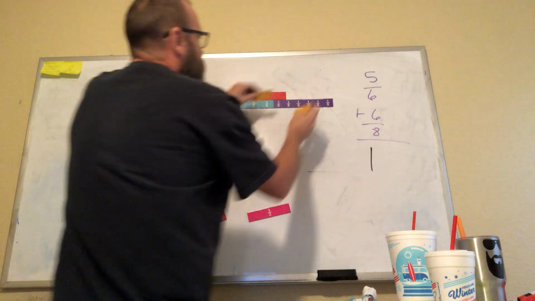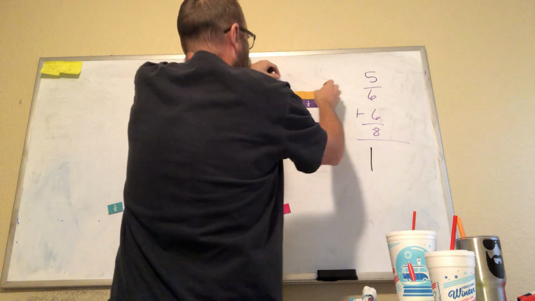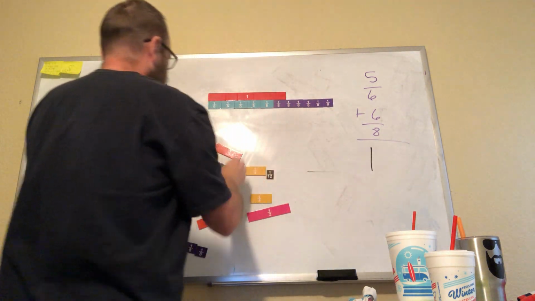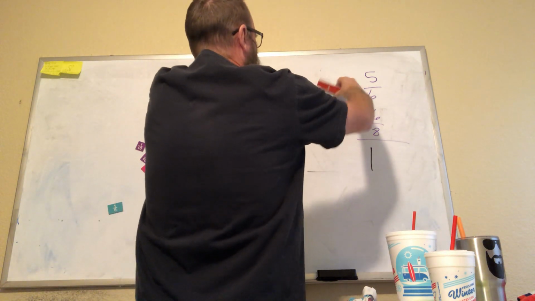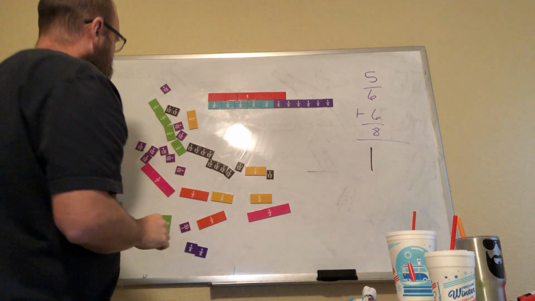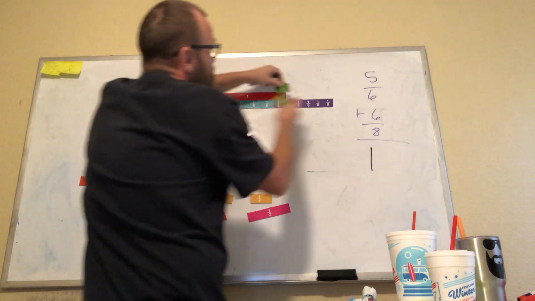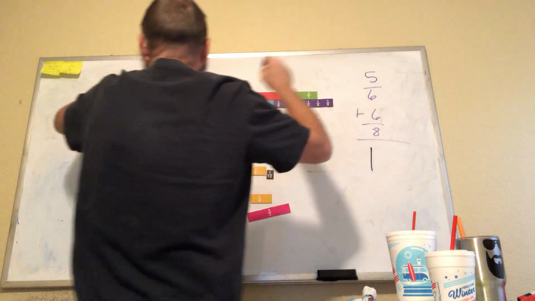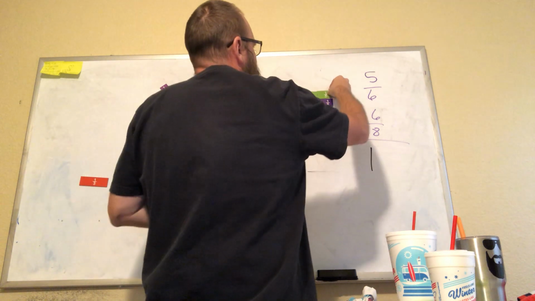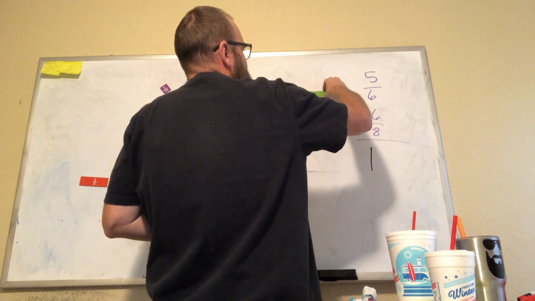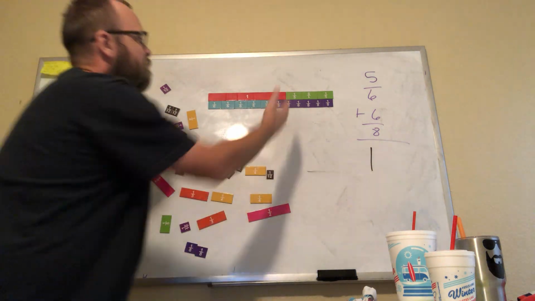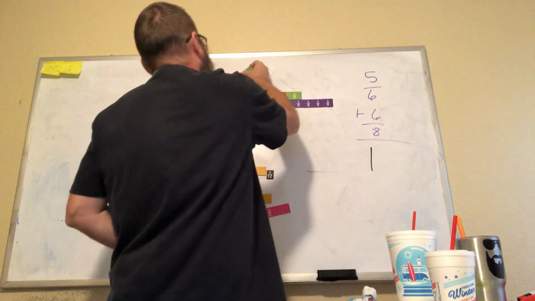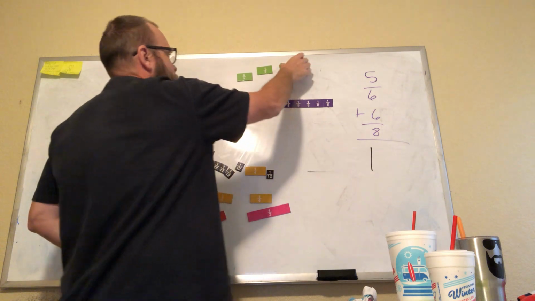Let's try fourths. 1 and... nope, not 1 and 2/4. Thirds? Nope, not 1 and 2/3. Fifths? Uh-oh, close. No, not quite. Just a little bit over there. All right, we're going to have to do the math.